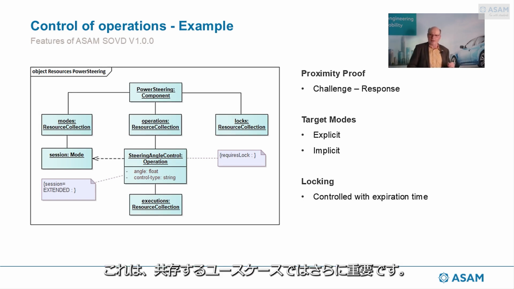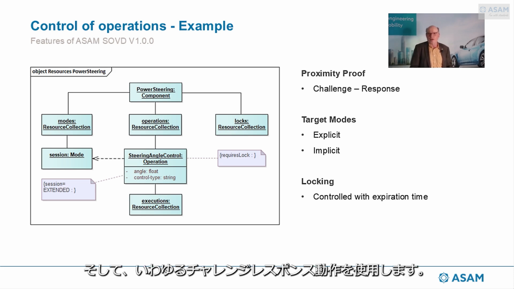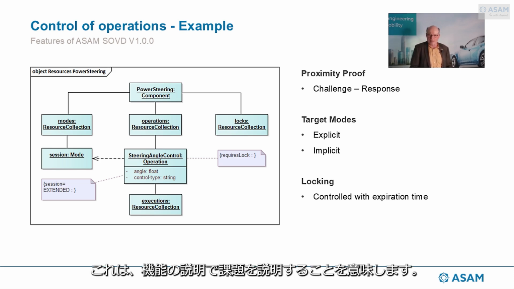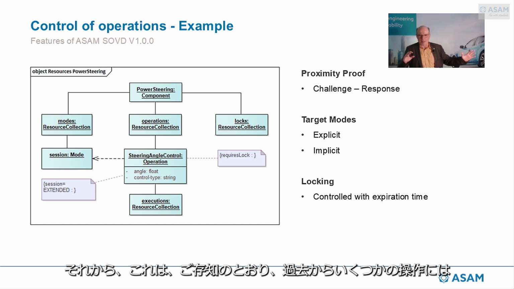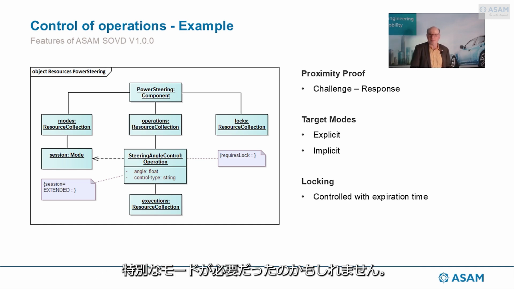What does it mean? That's more important for the co-located use case, and we use a so-called challenge-response behavior. This means in the capability description the challenge is described, and then the response must be given before the operation can be executed. Then, and this maybe you know from the past, some operations require special modes. And for these modes, we have 3 possibilities.